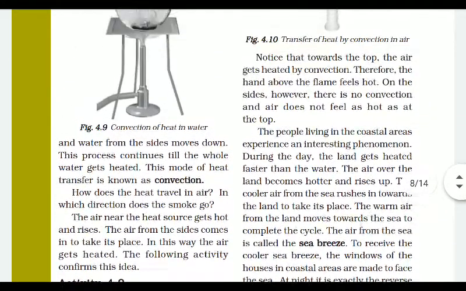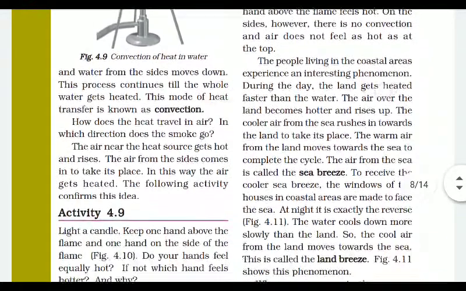The people living in coastal areas experience an interesting phenomenon. During the day, land gets heated faster than the water. So the air over the land becomes hotter and rises up. The cooler air from the sea rushes in towards the land to take its place. The warm air from the land moves towards the sea to complete the cycle. The air from the sea is called the sea breeze. To receive the cooler sea breeze, the windows of houses in coastal areas are made to face the sea.